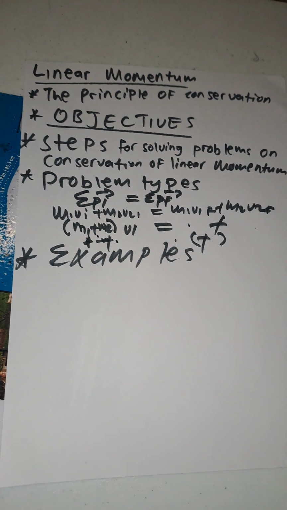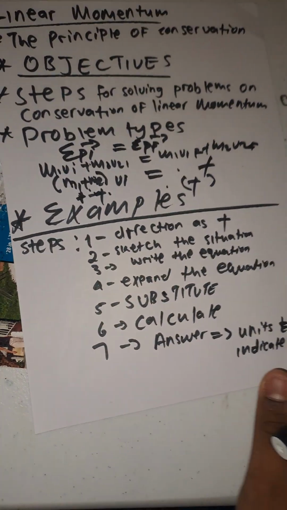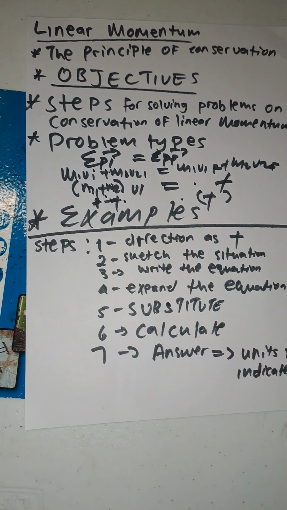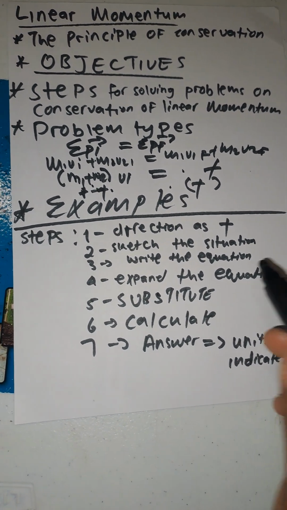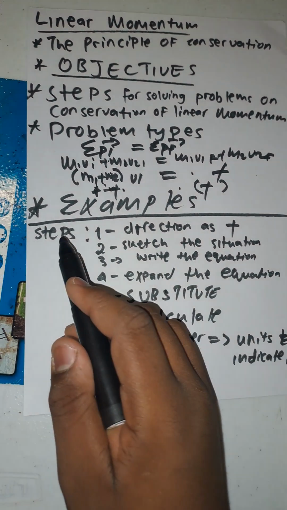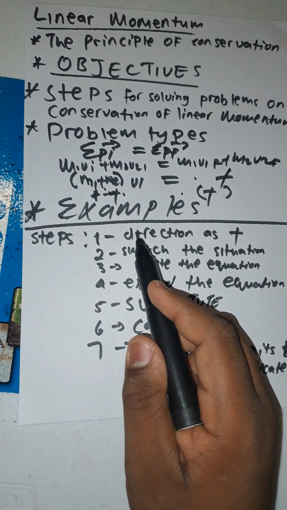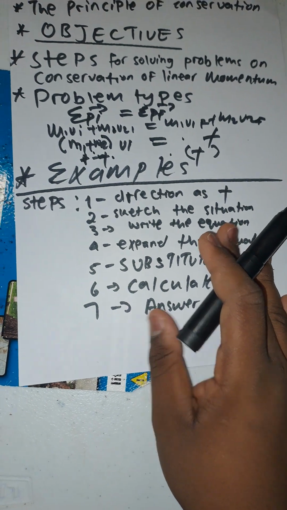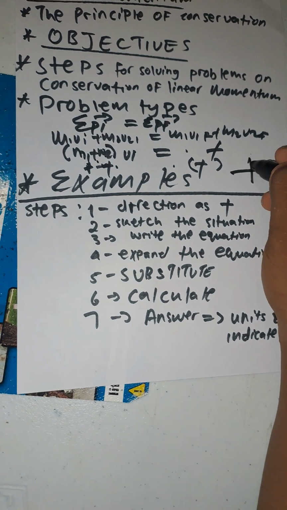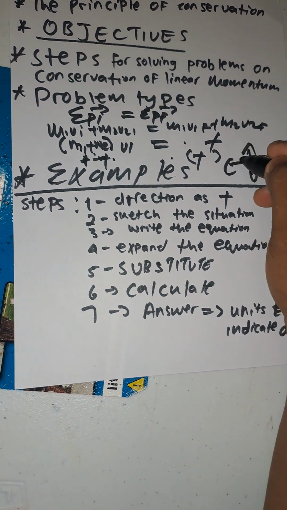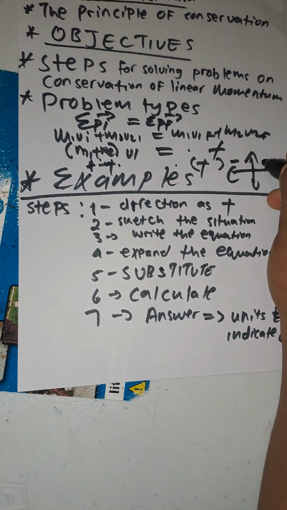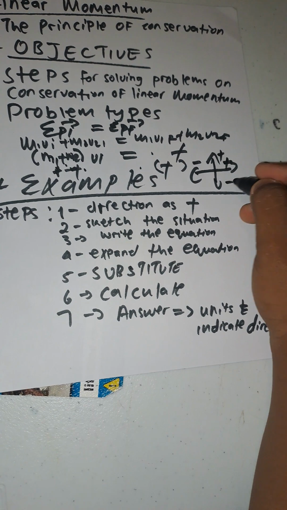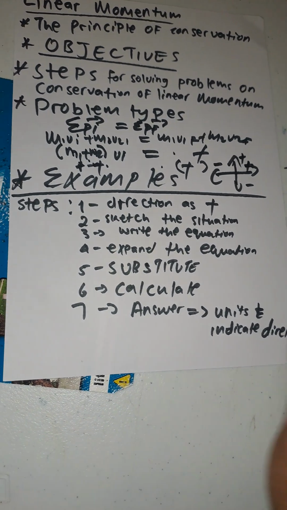Okay, so let me show you the steps. These are the steps that you must follow. Step number 1, you must choose a direction as positive. We are always respecting the Cartesian plane, whereby west is negative, east is positive, up is positive, and down is negative. I think you must know that.